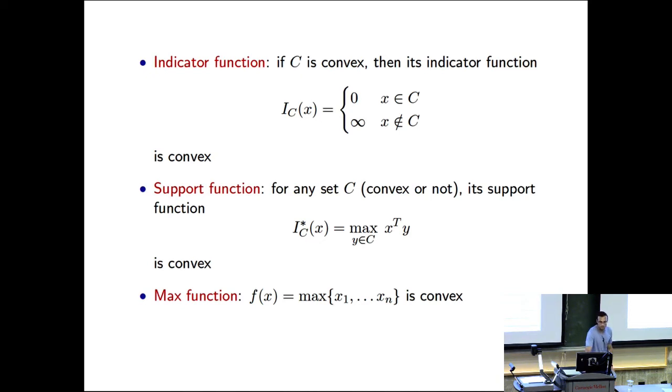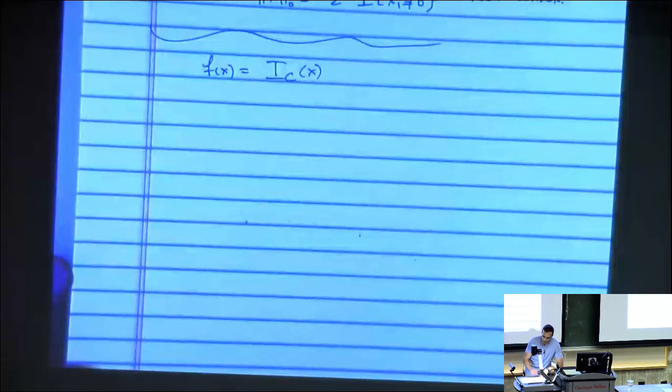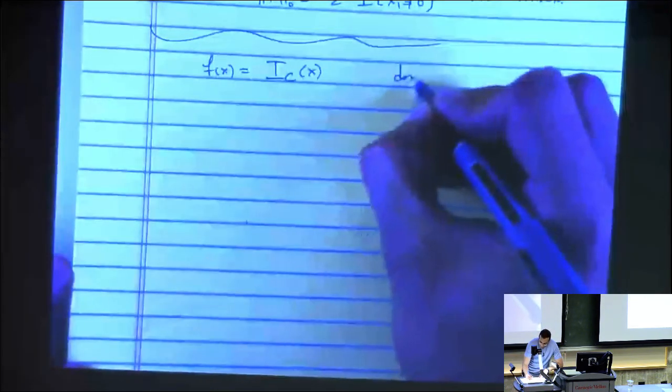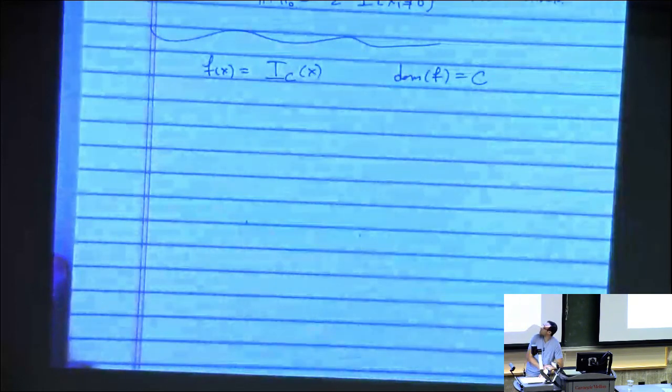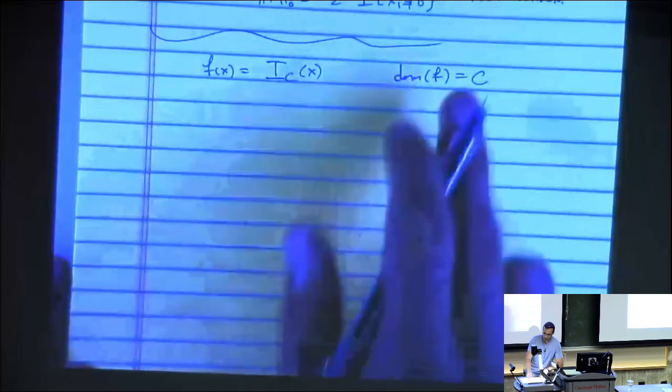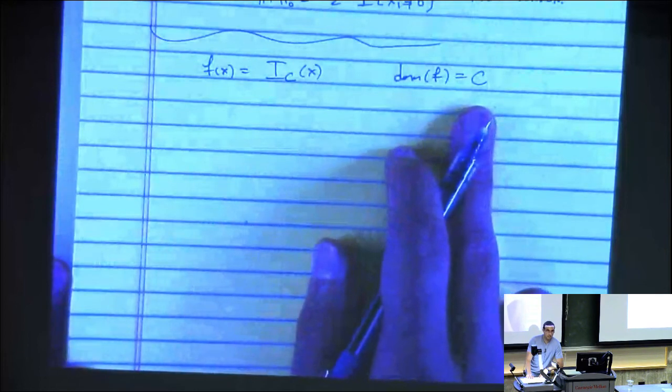Let's do another example of checking convexity. We have f of x equal to I sub C of x. What are the 2 properties I need to check for convexity? The first is that the domain of the function is convex. The domain here is actually C, because it's only finite on C. It's infinite outside of C.